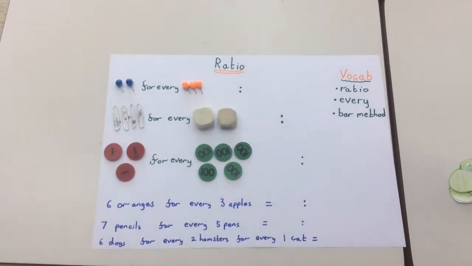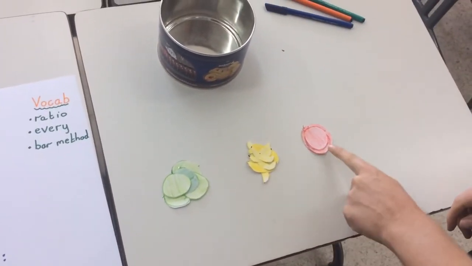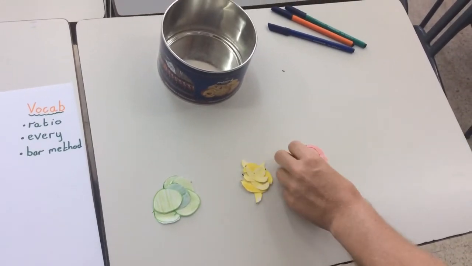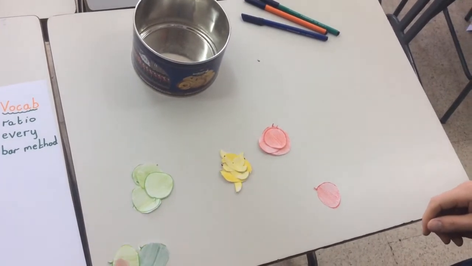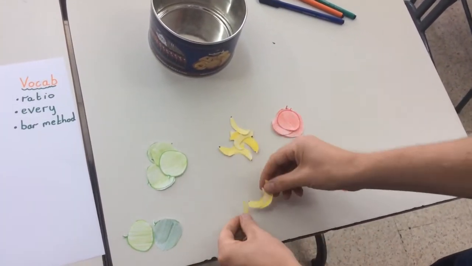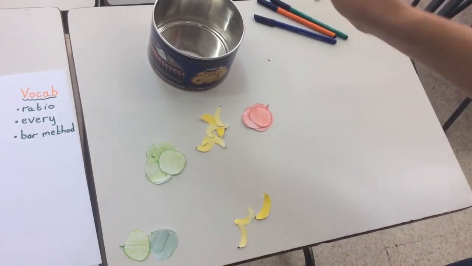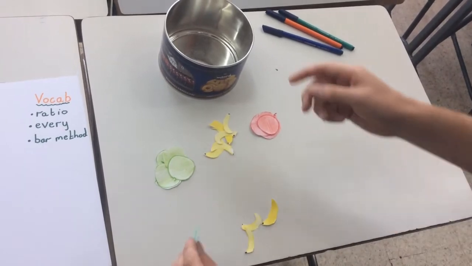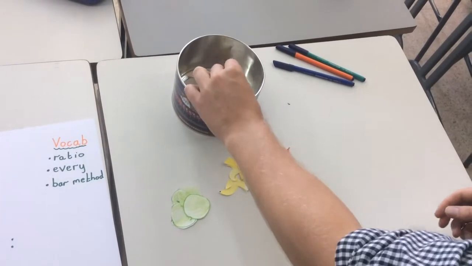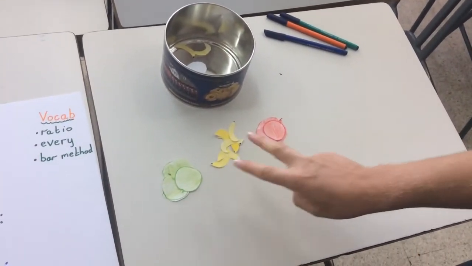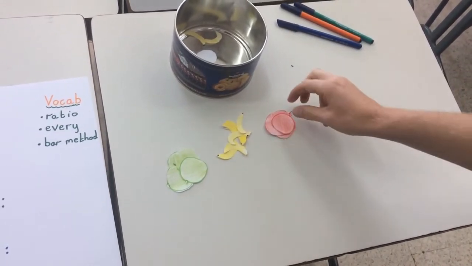I'm going to make some biscuits with some fruit. I've got green apples, bananas, and red apples. And every time I put one red apple in, I have to put 2 green apples in and 3 bananas. Okay? Every time I do it. So, for every 1 red apple, I put 2 green apples and 3 bananas.